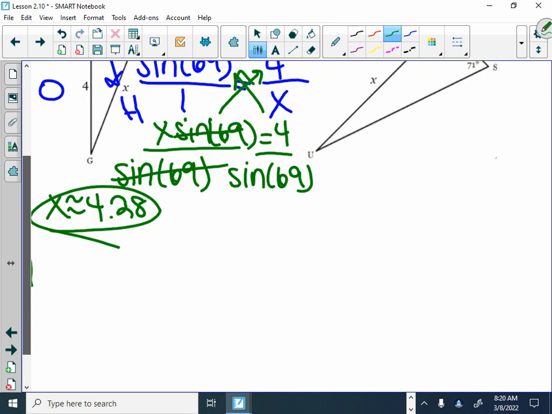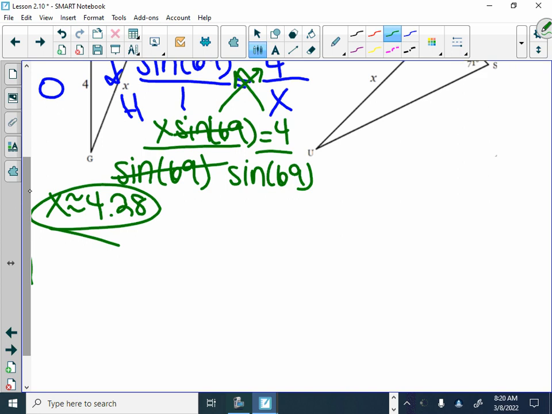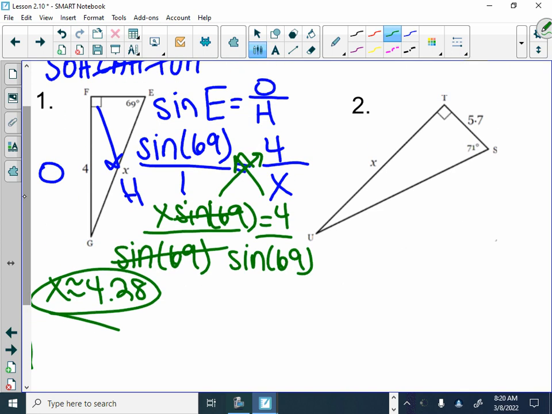Alright. How about you try this last one on your own? Go through and label your picture. Remember, you're relating everything back to angle S. Figure out if it's opposite, hypotenuse, adjacent, whatever, and then round your final answer to 2 decimal places. After that, I'll give y'all just a couple minutes to study for your quiz. We'll take your quiz, and then after that, you can start your homework for the day. 2 decimal places, please.